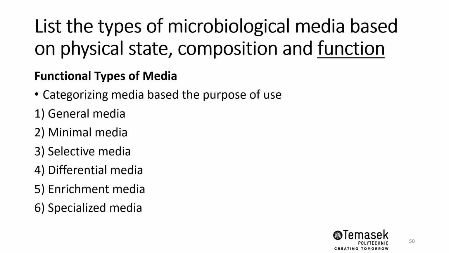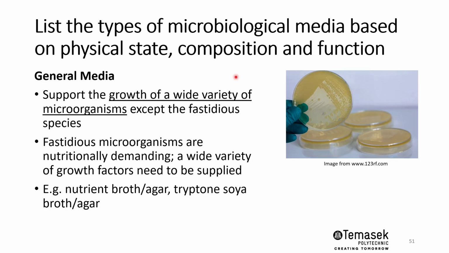So let's look at general media. General media are actually complex media. They contain natural products. Recall from the last part of our video, we talked about natural products being a good source of carbon, nitrogen, phosphorus, sulfur, as well as other minerals and growth factors. They are also a good energy source. Most of the non-fastidious microbes will be able to grow on such media. Hence, general media allow the growth of a wide spectrum of microorganisms.